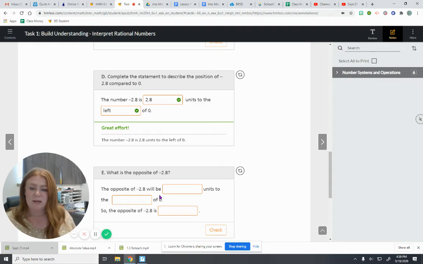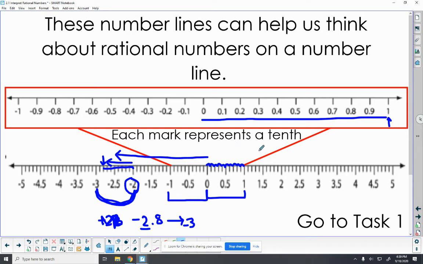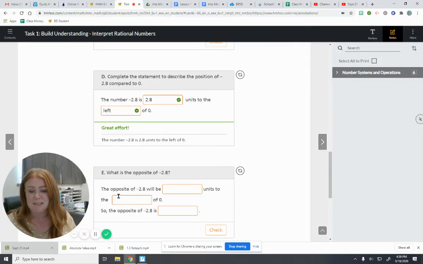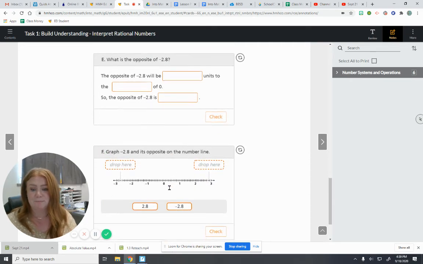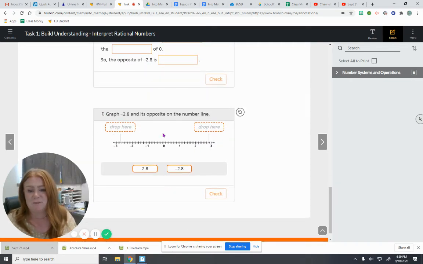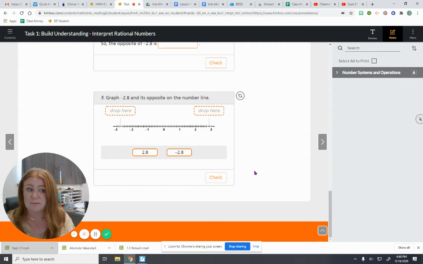The opposite of negative 2.8 is going to be completely on the other side of 0. So 2.8 on the other side of 0 makes that 2.8 if I go in the opposite direction from 0. So the opposite of negative 2.8 will be 2.8 units to the right of 0. So the opposite of negative 2.8 is positive 2.8. So now we're going to graph each of these. Remember that negatives go to the left and positives go to the right.